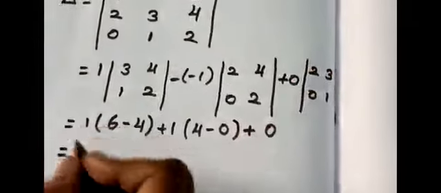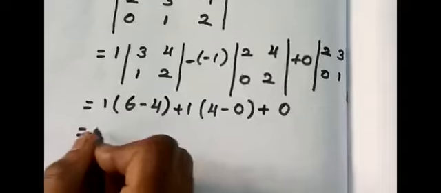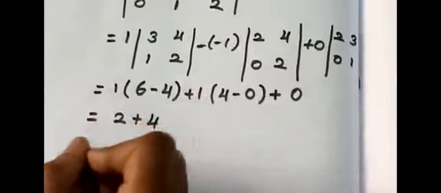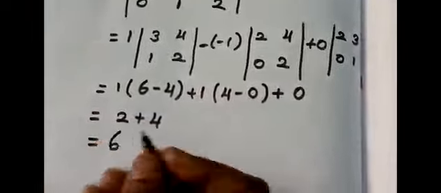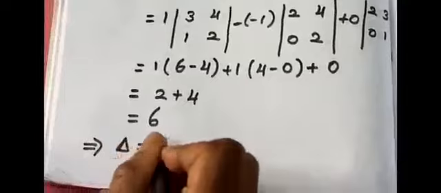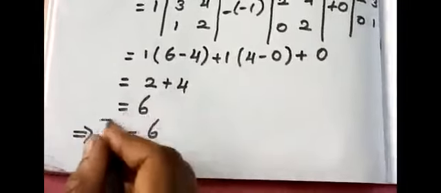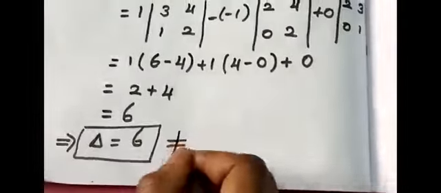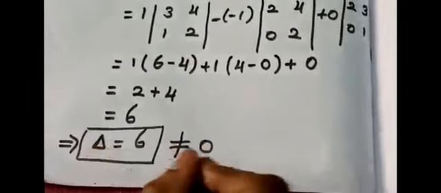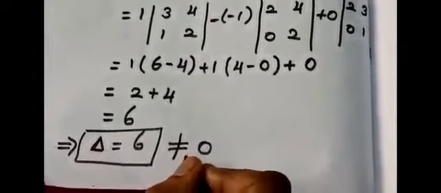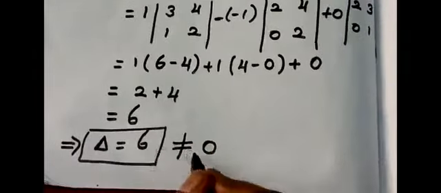So what is the answer I'm going to get here, students? I'll be getting the value as 2 plus 4. And what is the answer I'm getting here? 6. Now I'm getting the answer for delta equal to 6. And this delta value should not be 0, which is not equal to 0. If your delta is equal to 0, it means you can't find using Cramer's rule. So just check that delta should not be equal to 0.